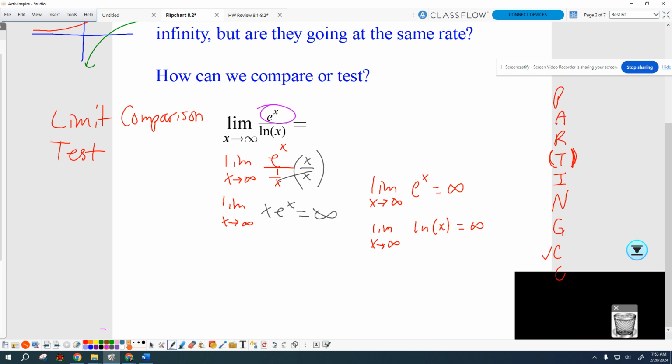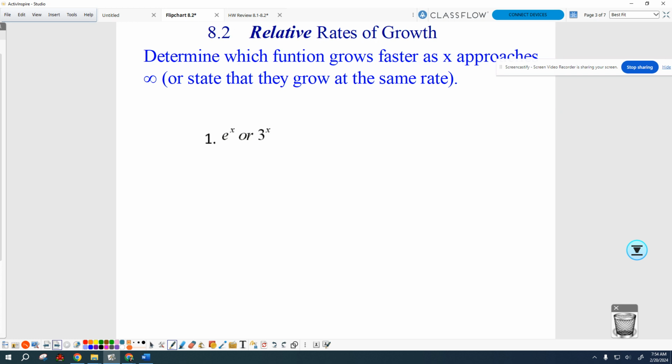Doesn't matter which one you're comparing to, doesn't matter which one you put on top. Because if we reverse them, we would have gotten that it goes to 0, which means it's bottom heavy. So the kind of stuff that's on the homework is, which one of these grows faster? So what do we set up? How do we test?